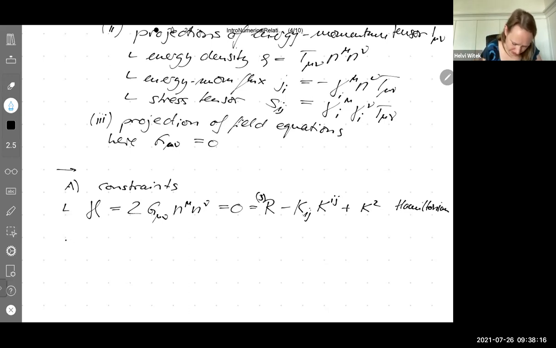The second constraint that we get, we typically call the momentum constraint. Let me call this curly M_i. Here we are projecting one of the indices of our field equations onto the hypersurface, and the other one is contracted with the normal vector. So here we have G_{mu nu}, one index contracted with the normal, the other one projected with our projection operator.